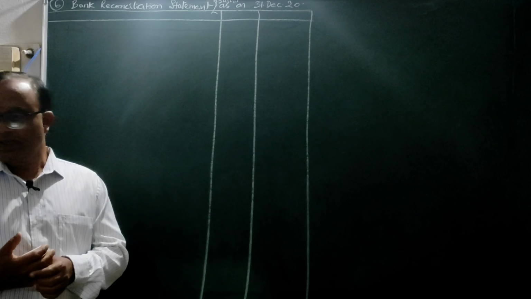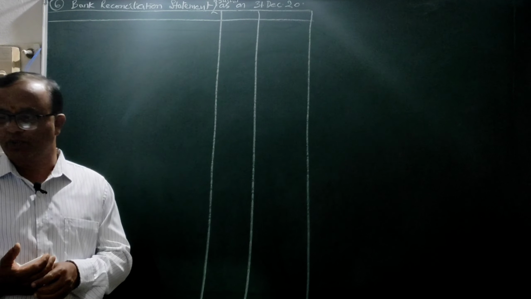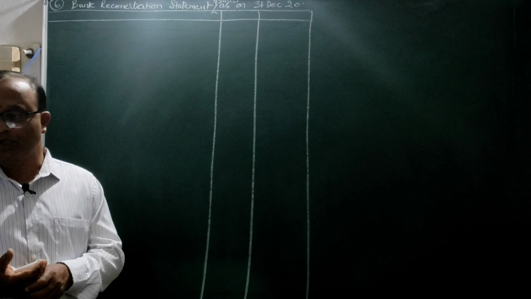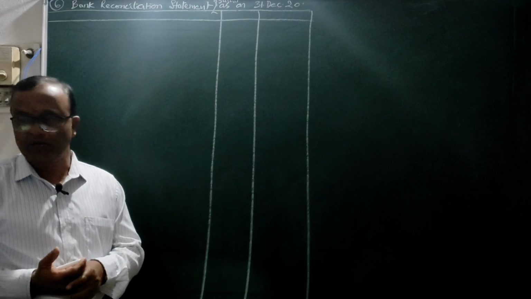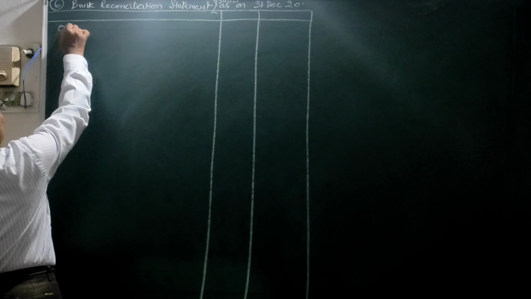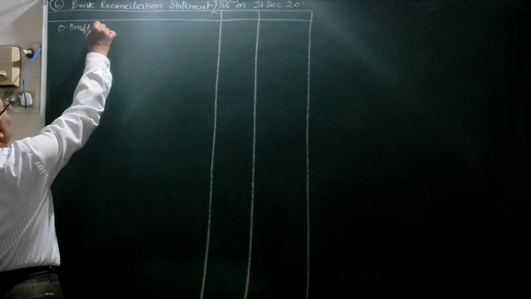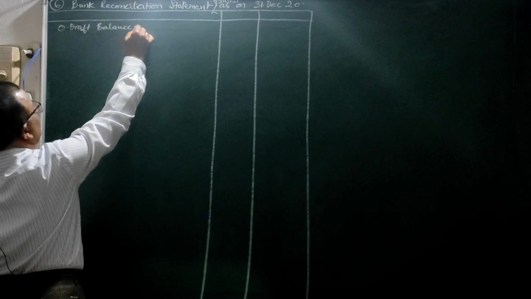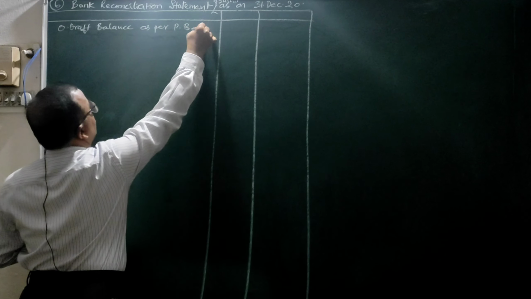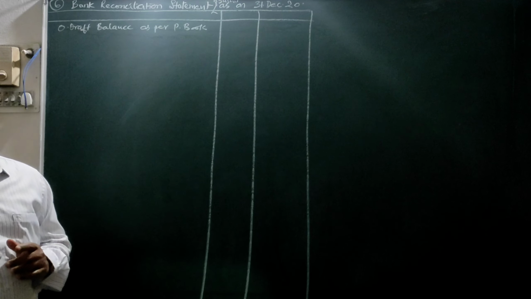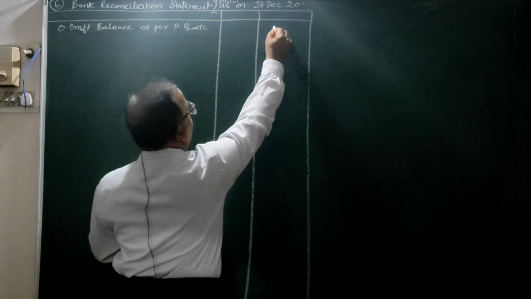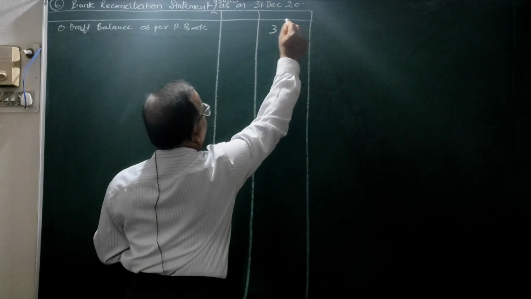Please go through them. See what it says, balance as per passbook, debit balance 3100. So passbook is showing a debit balance, which is nothing but overdraft balance. So we will write overdraft balance as per passbook. How much has he given as overdraft balance as per passbook? 3100. So 3100 we will take it.